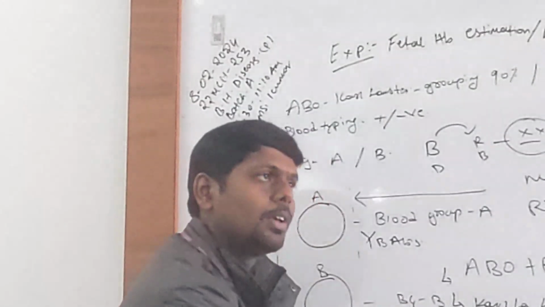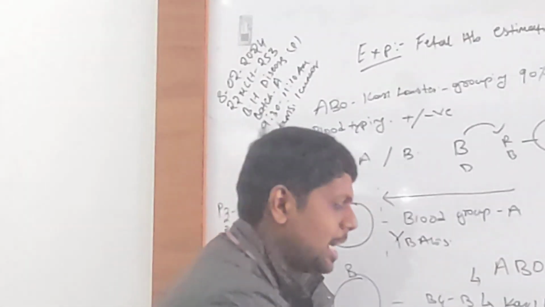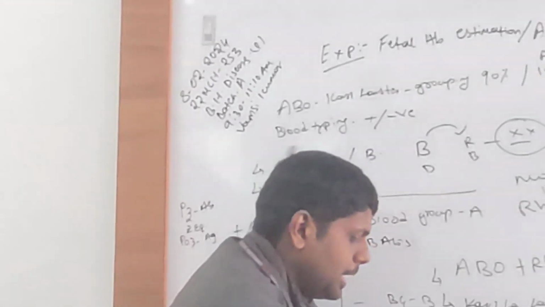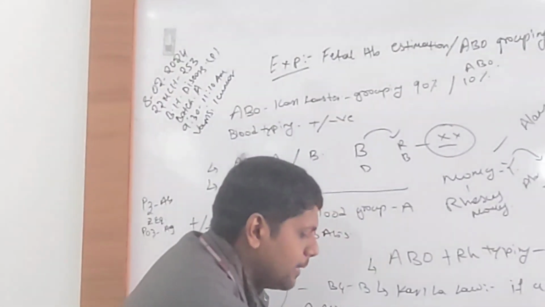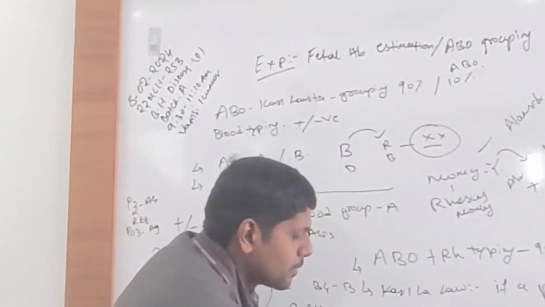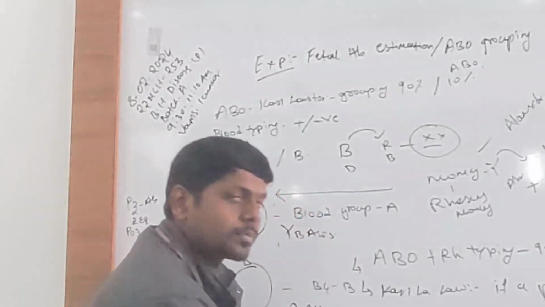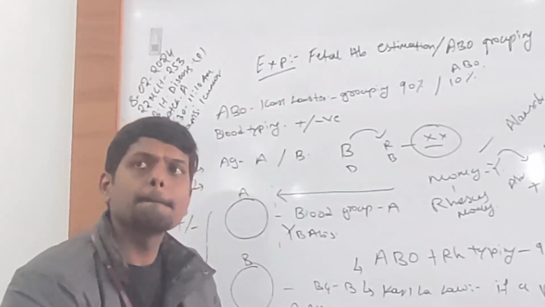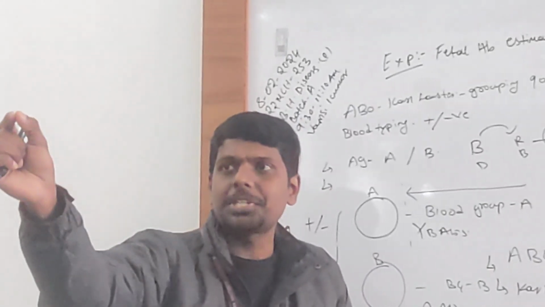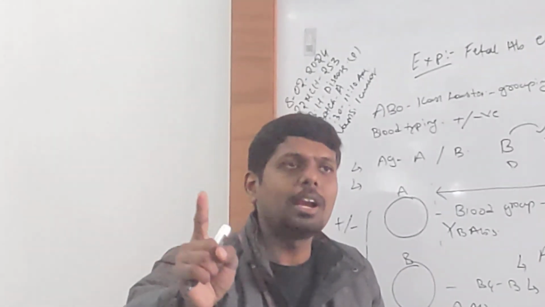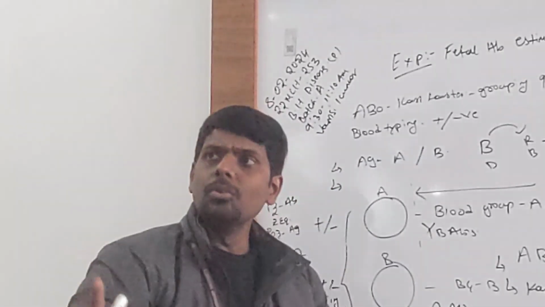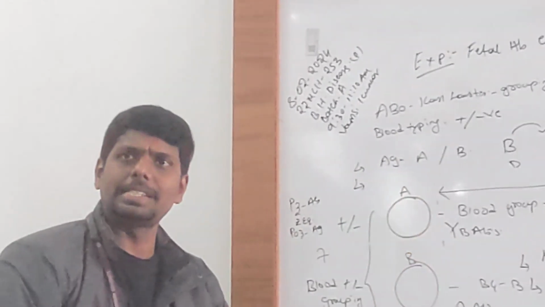Now listen. When we are detecting the antigen in the patient sample, when we are detecting antigens in the patient blood, this method of grouping is called forward grouping. Now, I don't want to check his cells.